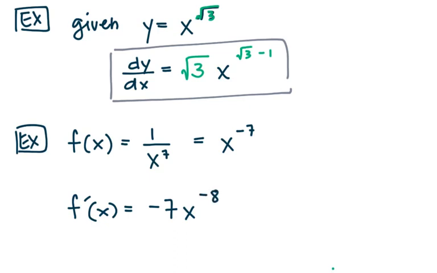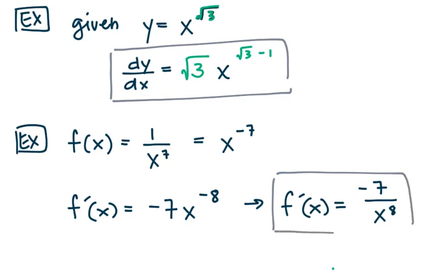And since I started with a positive exponent and that x was in the denominator, I would take this one step further and I would say, okay, well, f prime of x, that's the same as negative 7 over x to the 8th. All right, so both of these notations are correct, but dealing with the computer, I would input my answer as this answer that I've put in the box here.